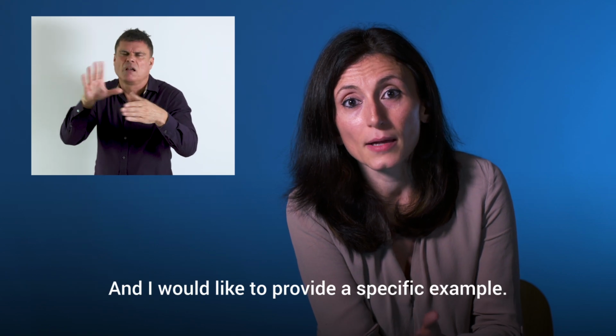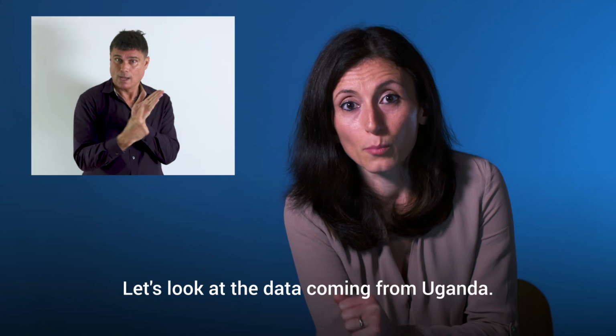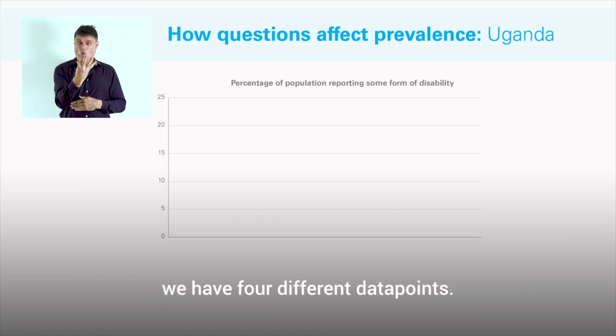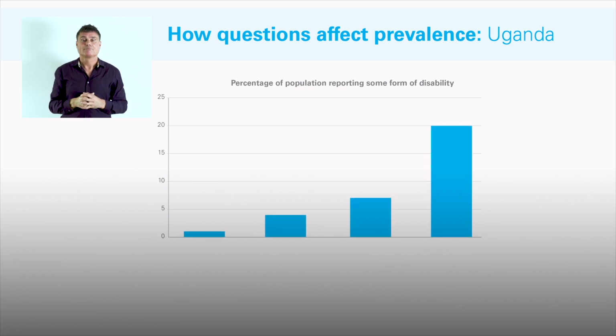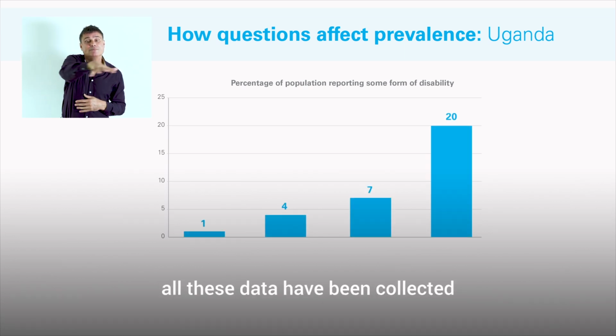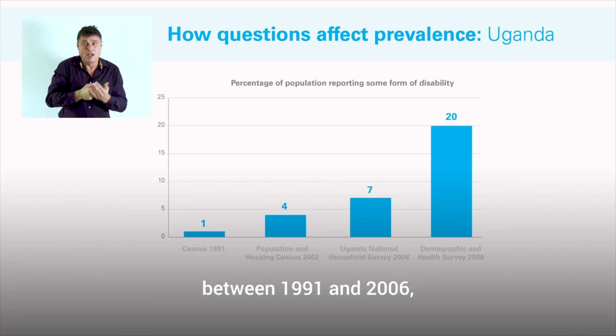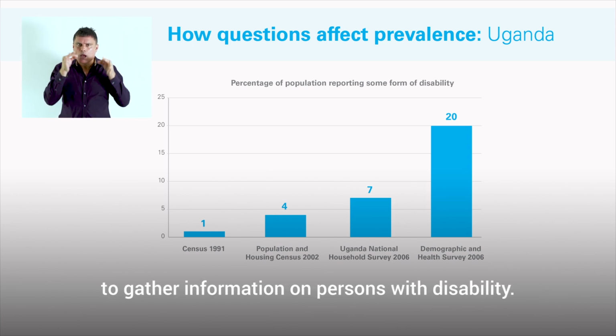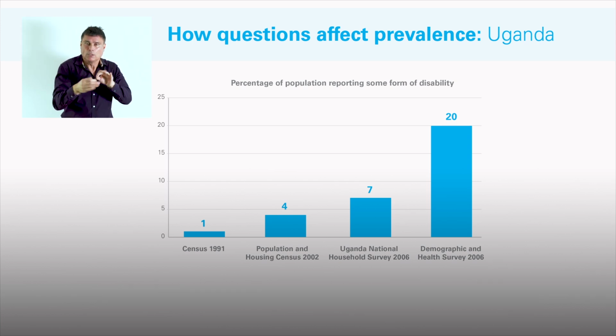And I would like to provide a specific example. Let's look at the data coming from Uganda. As you can see in this slide, we have 4 different data points. For the same country, all these data have been collected between 1991 and 2006, using very different questions to gather information on persons with disability.